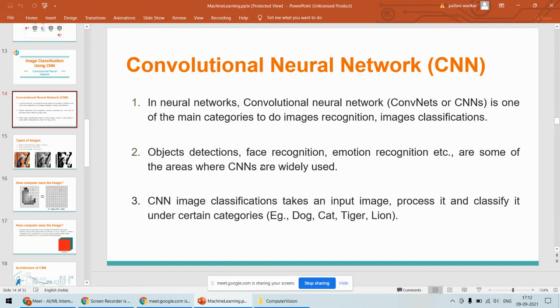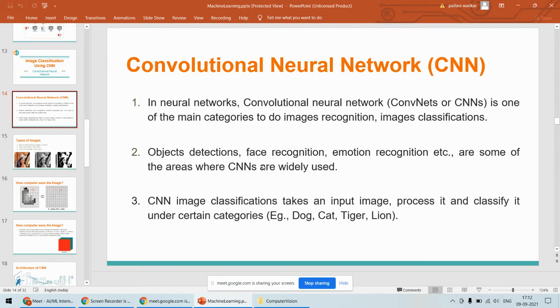And this algorithm will take an image as input, it will process that image, and finally it will classify it under given categories, maybe whether that is the image of some animal or some bird. Such kind of things can be done using this. So as I said, it's all about the classification of images. It's the algorithm which is used to classify the images, to detect the objects.